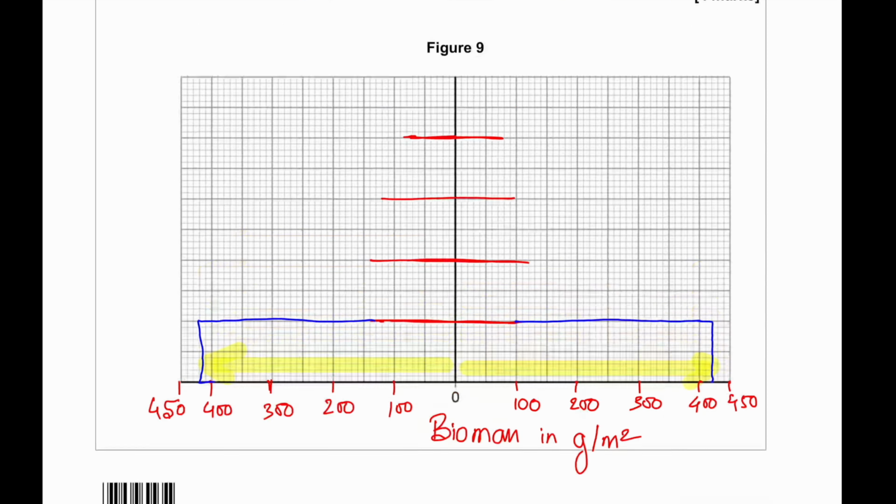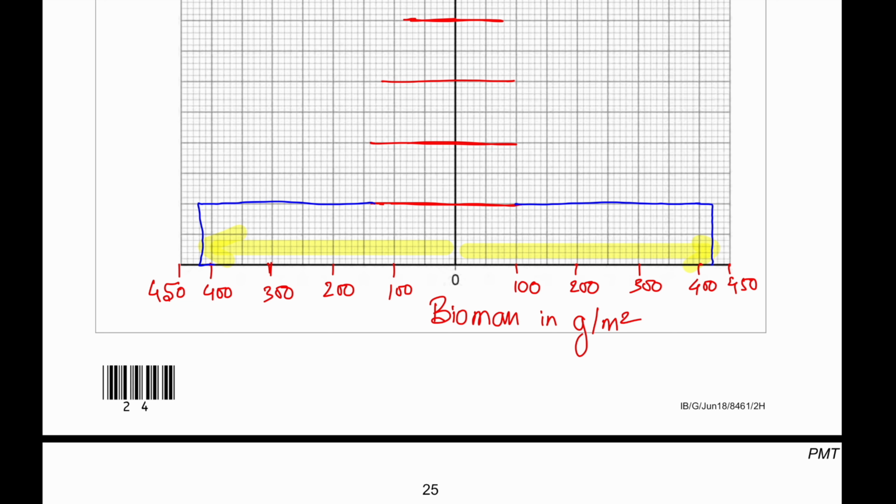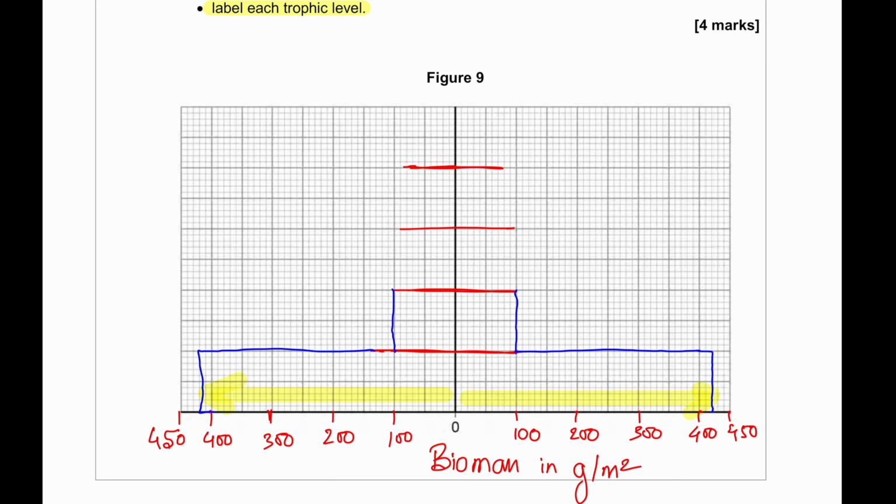And then the next for the biomass for the invertebrate animals is 200. It will be 100 in both direction. The next biomass is 40. It will be 20 in both direction. The last one is 10. So it will be 5 in both direction.